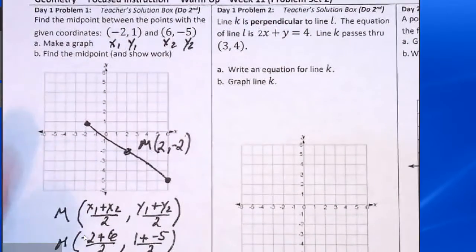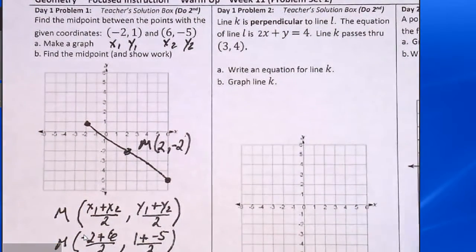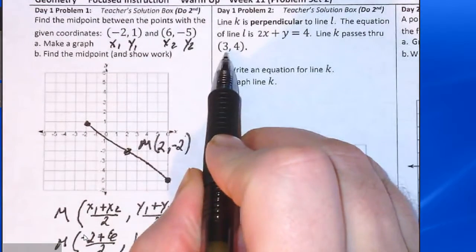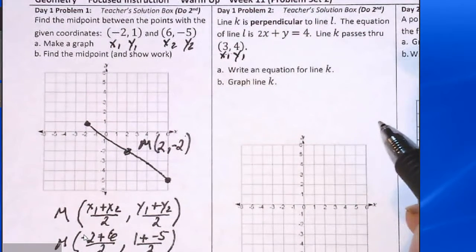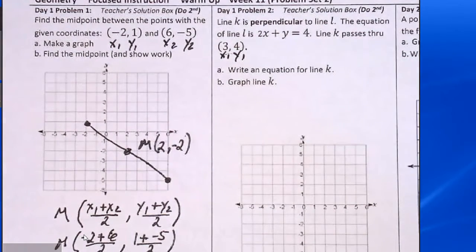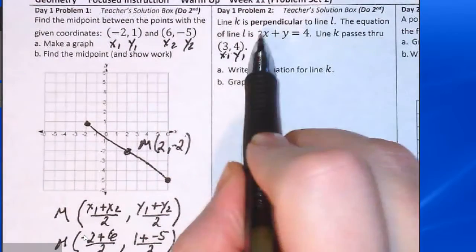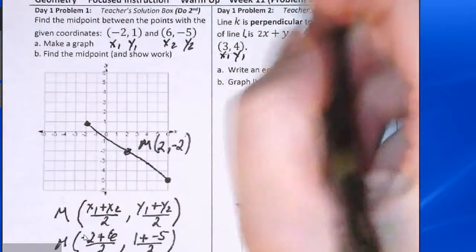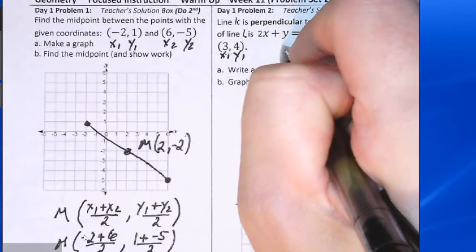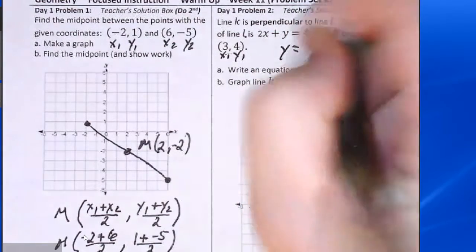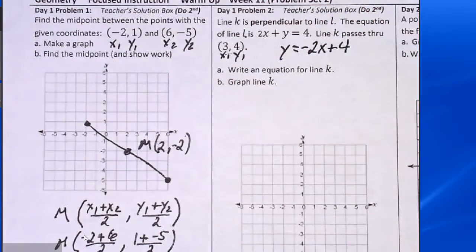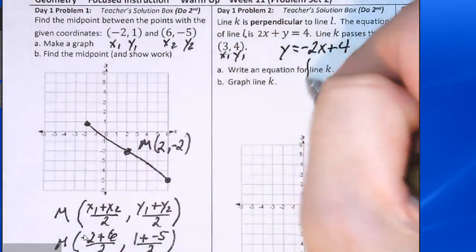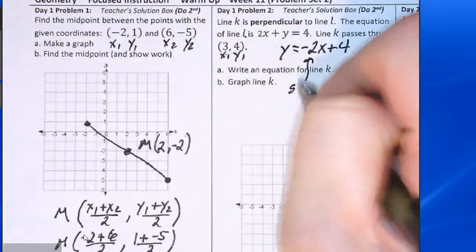To write an equation for a line, we have to know a point that the line goes through, and we do. It's 3, 4. Using symbols, this is x1 and y1. The other thing you need to know to write an equation is the slope of the line. And we can find that slope because we're given information about line L. First of all, let's look at line L and rearrange that equation by subtracting 2x to the other side. This creates slope-intercept form for line L, where the coefficient of x is the slope of line L.